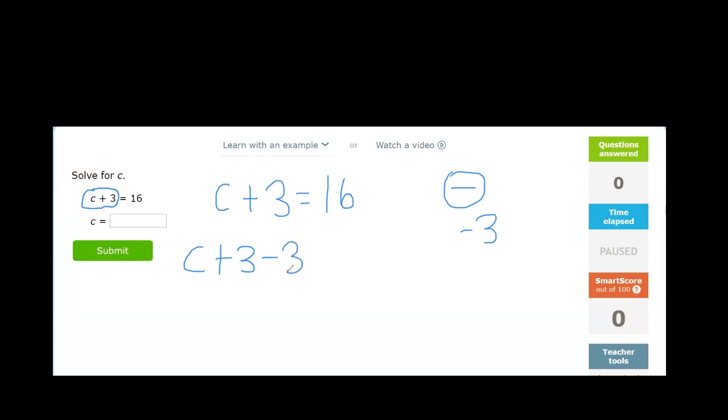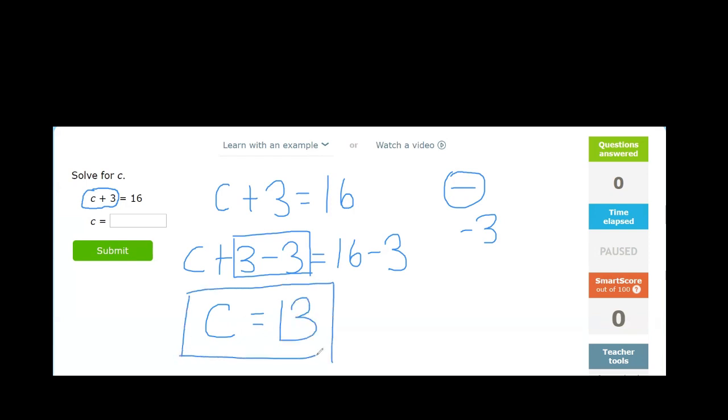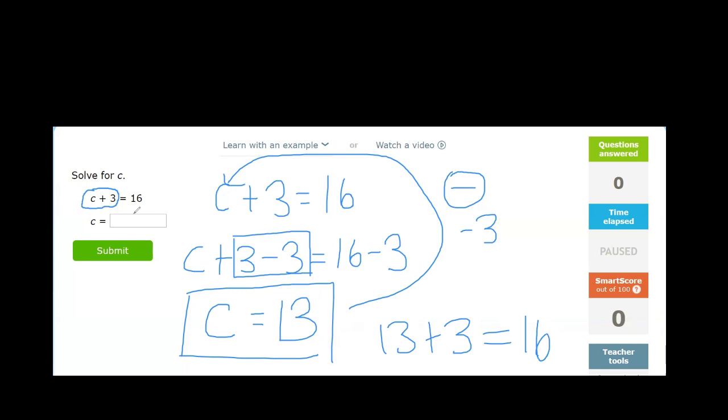And so the whole idea is we're going to subtract 3 on the left-hand side, but you must remember that whatever we do to one side, we must do to the other side as well. And you'll notice that this part just cancels out to be 0. So you have C equals 16 minus 3, which in this case is 13. And you can, again, check your answer by plugging in 13 back. 13 plus 3 is indeed 16. That is our answer.